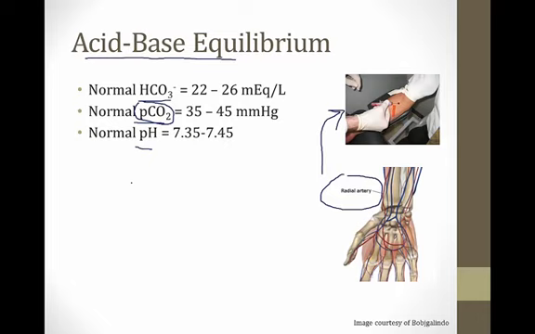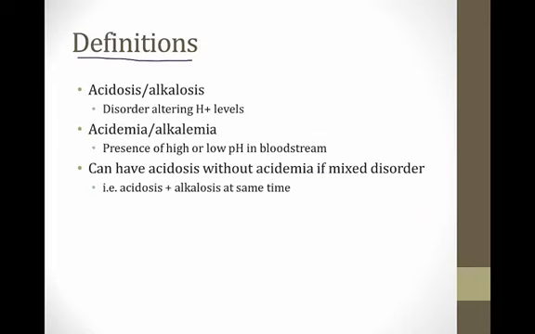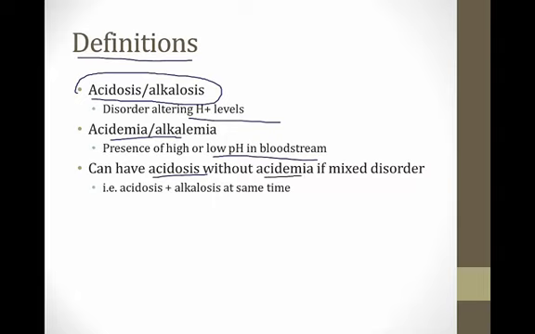On the screen here, I've shown the normal levels for each of these measurements. A normal bicarb is about 24, a normal PCO2 is about 40, and a normal pH is about 7.35 to 7.45. So let's talk about a few word definitions that you need to know. An acidosis or an alkalosis is a medical condition that alters the hydrogen levels. Acidemia or alkalemia means you have a high or low pH in the bloodstream. So you can have an acidosis without acidemia if you have a mixed disorder.